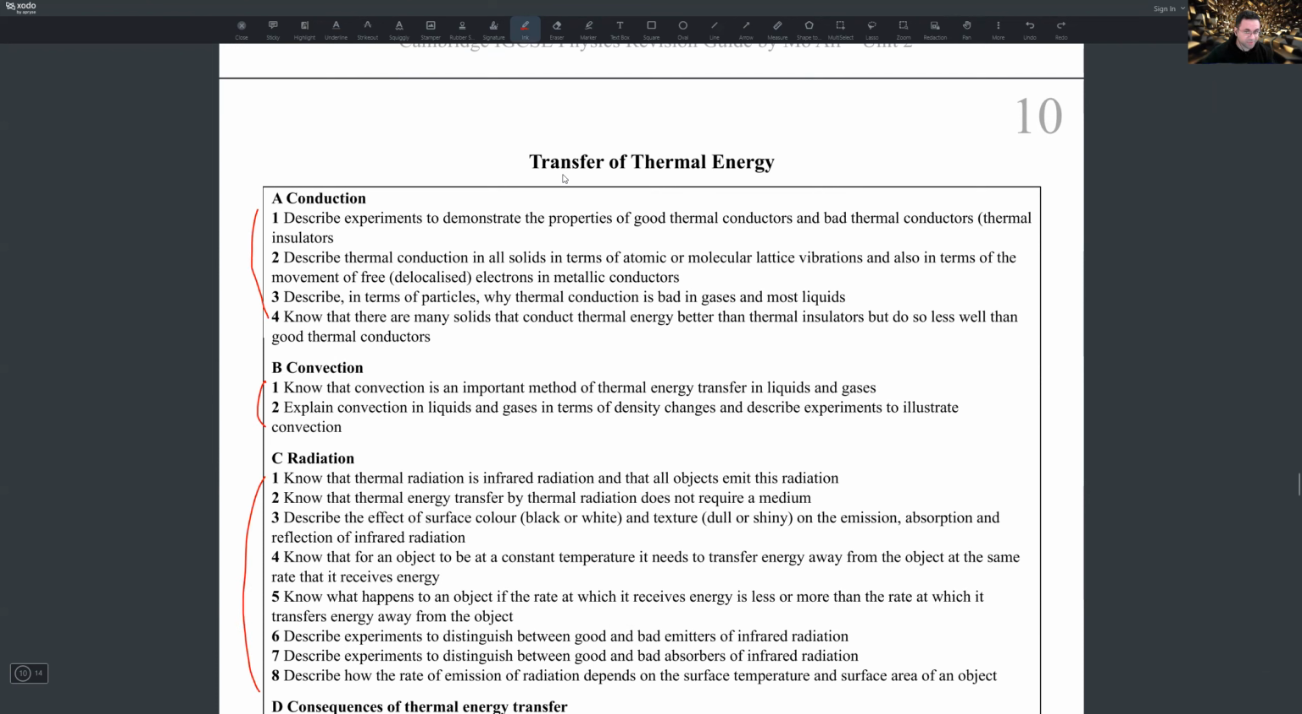So conduction, for example, I just want you to know the difference between good conductors and bad conductors, explain it in terms of atoms and free-moving electrons, metals and non-metals. Describe why gases and liquids are bad conductors, stuff like that. Convection is easier. You just want to know what is convection. So explaining convection in terms of density and experiments that show me convection. And explain how convection happens in liquids and gases. Like, why is it that convection is important for liquids and gases, but conduction isn't?